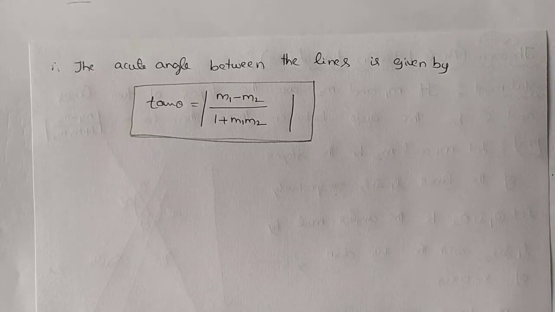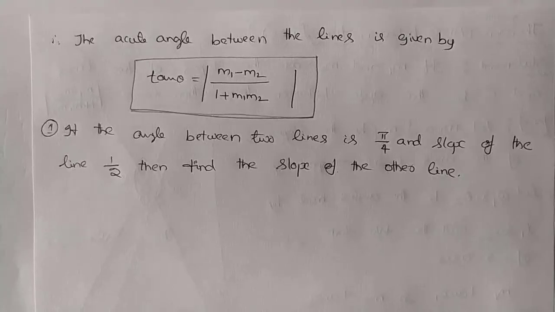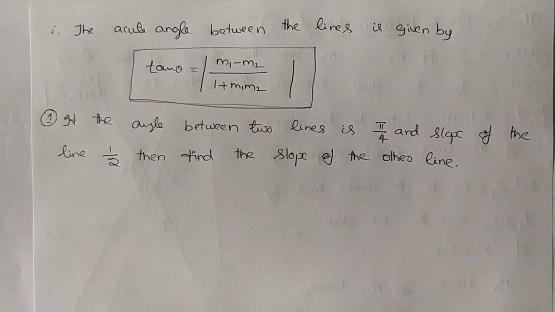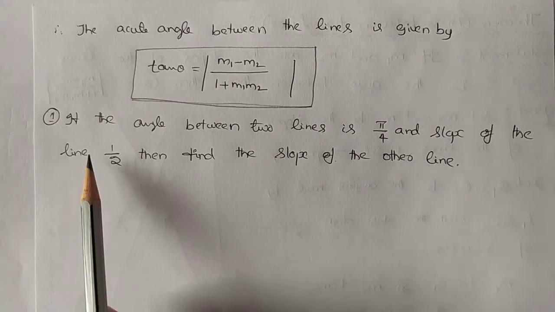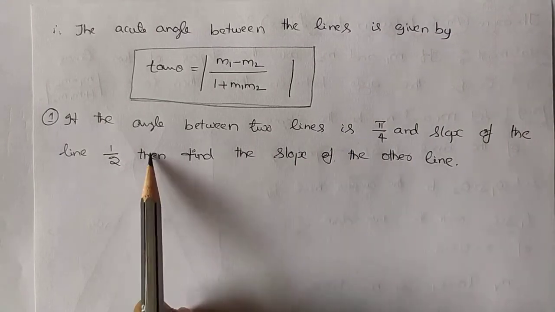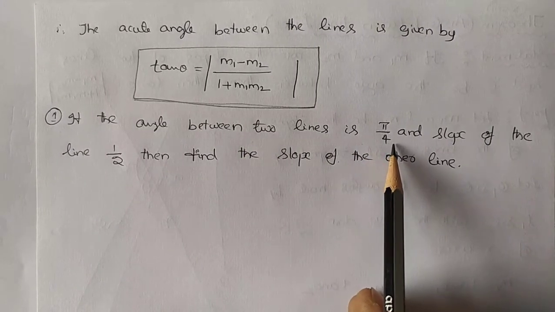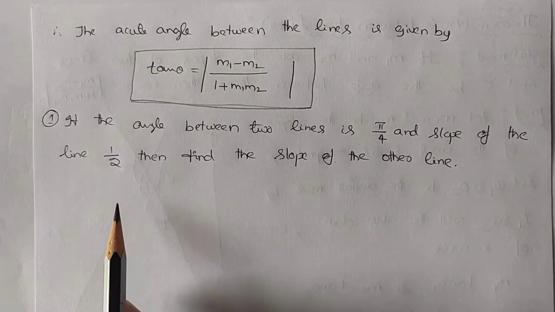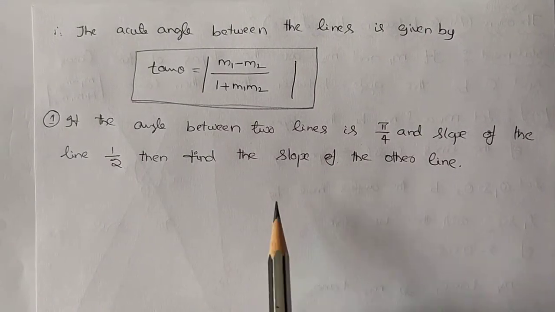Now we will solve one question related to this theorem. Read the question. If the angle between two lines is pi by 4, which is nothing but 45 degrees, and the slope of one line is 1 by 2, then find the slope of the other line.